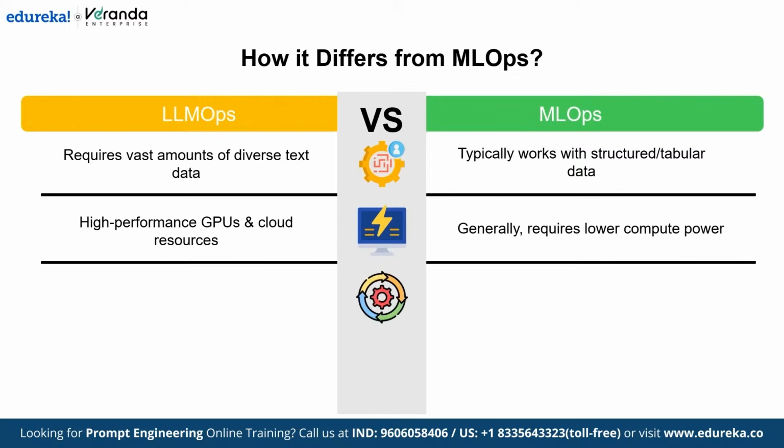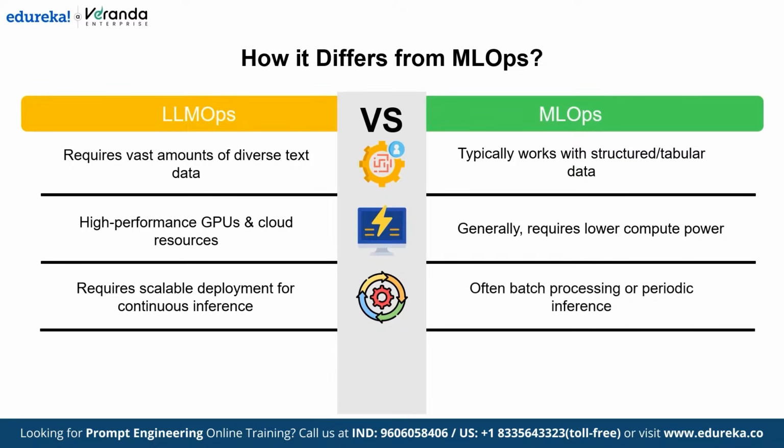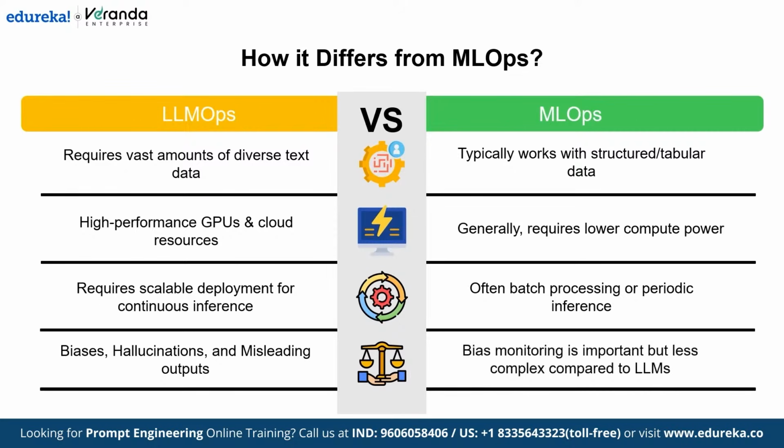And when it comes to real-time processing, LLMOps necessitates scalable deployment to handle continuous inference efficiently, whereas MLOps often relies on batch processing or periodic inferences. Lastly, ethical and bias considerations are more prominent in LLMOps, requiring constant monitoring to detect and mitigate biases and misleading outputs. Whereas bias monitoring in MLOps is important, but generally less complex compared to LLMs.